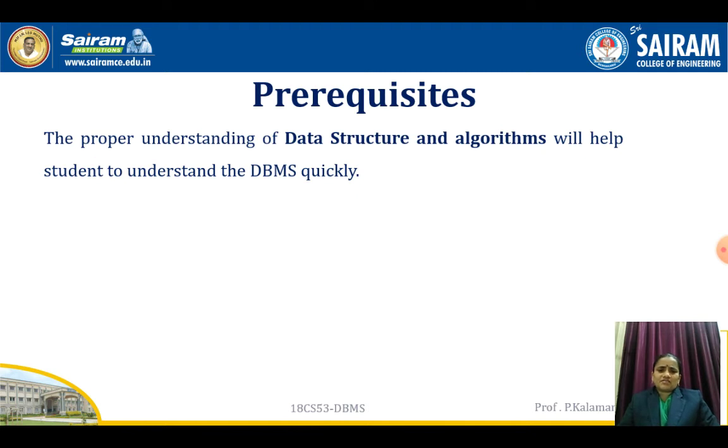And these are the prerequisites for this subject. I think all of you have already studied data structures and algorithms in the second year itself. That is a necessary thing you should know to understand the DBMS. In data structures, you have studied the different types of data, how the data will be stored, what are the data structures, storage structures used to store the data, etc. That is a main requirement you need to know to study database management system.